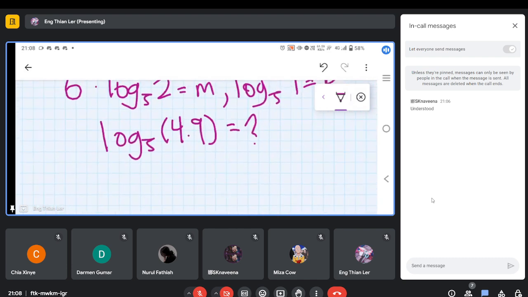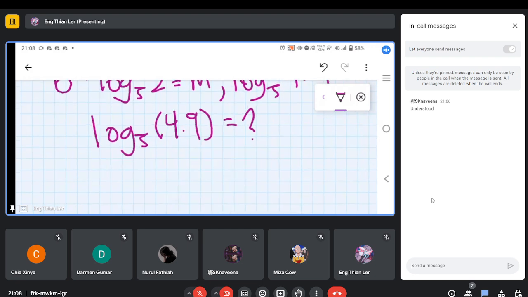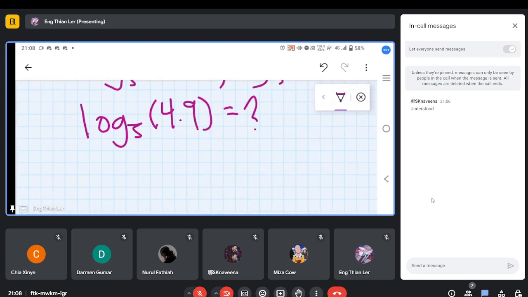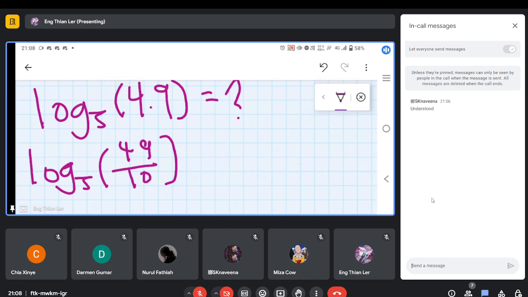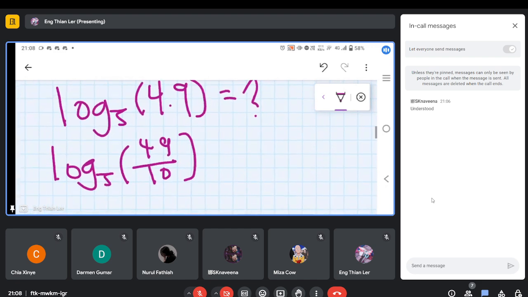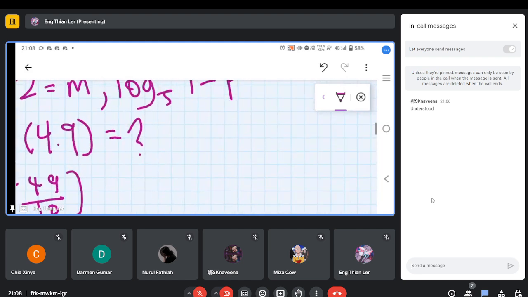But first, look at this 49. It looks pretty similar to something squared, which is 7. 49 is 7 squared, but it's divided by 10. So we can write 4.9 as what? 49 over 10. No difference. 49 divided by 10 is 4.9. The same thing.